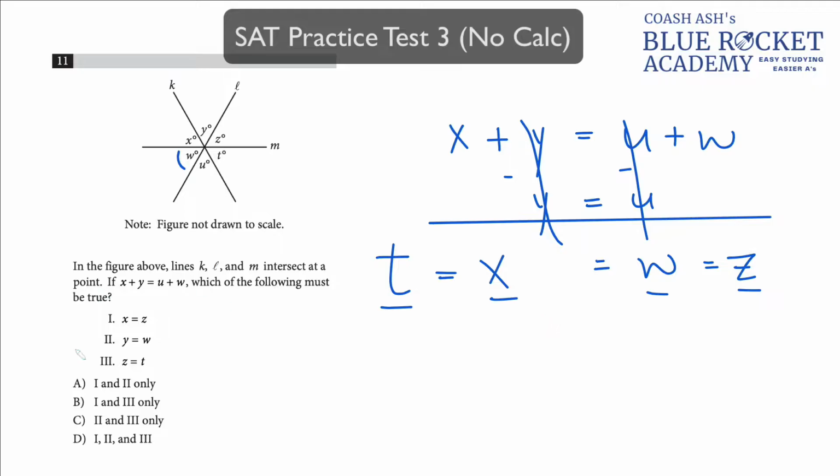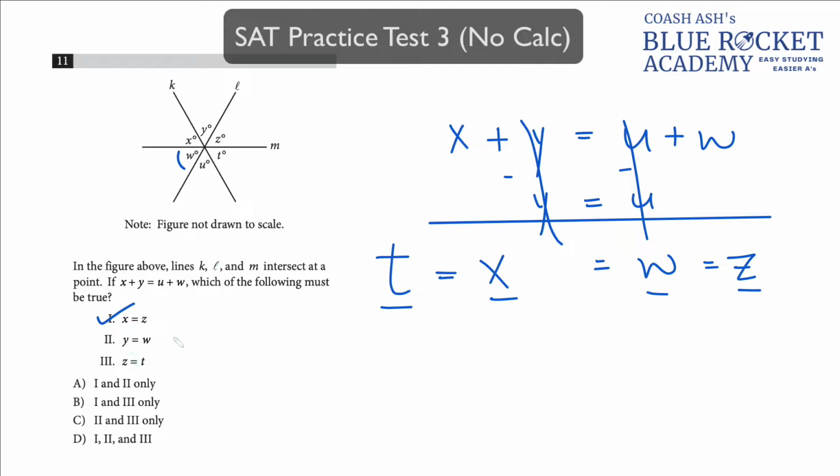All right, now we're going to start looking at these choices. So x is equal to z. What do you think? Looking at this, yes, it is equal because they are both equal. All four of them are equal to each other, right? So x is equal to z. So therefore, this works.